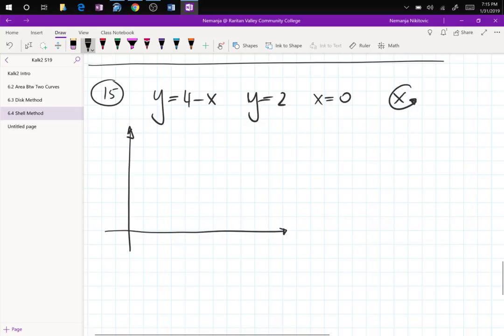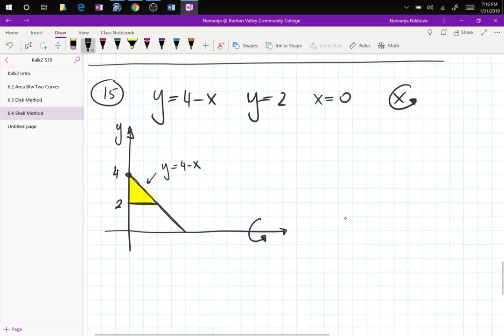We have a y-intercept at 4. And then we have a negative x, which is the slope of negative 1, so the line would go down. We have x equals 0, which is the y-axis. We have y equals 2. So it seems that our area is this triangle over here, because that triangle is bounded by y equals 2 and y equals 4 minus x.